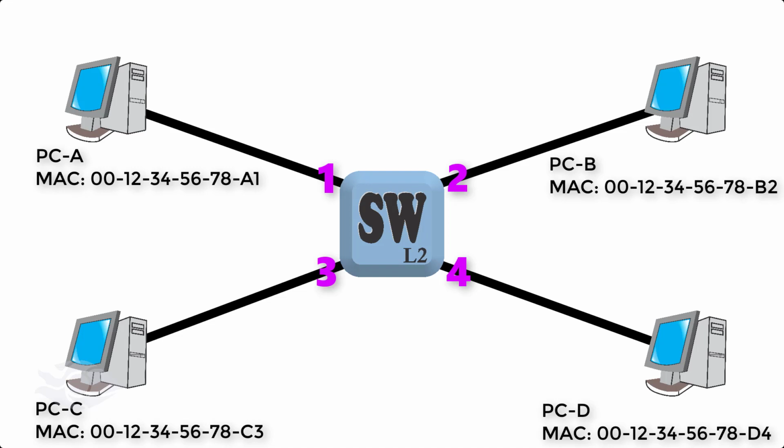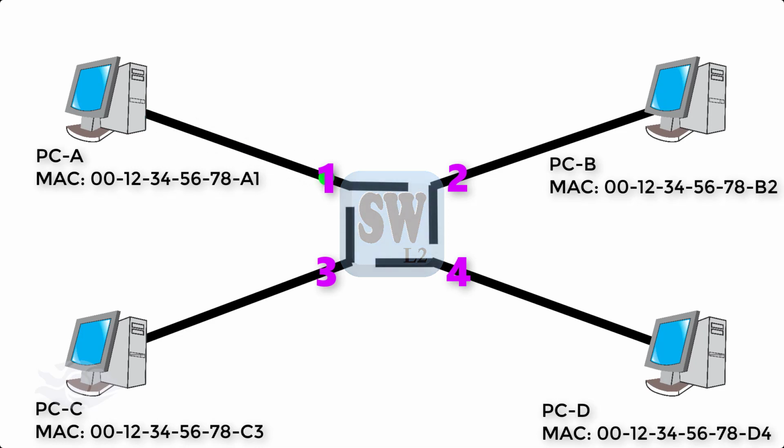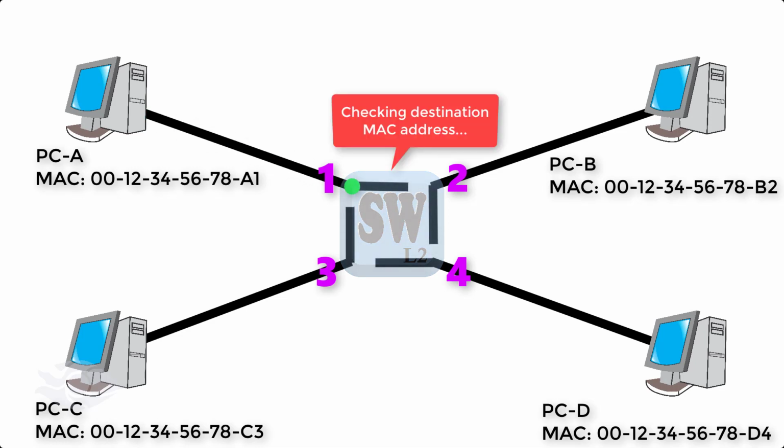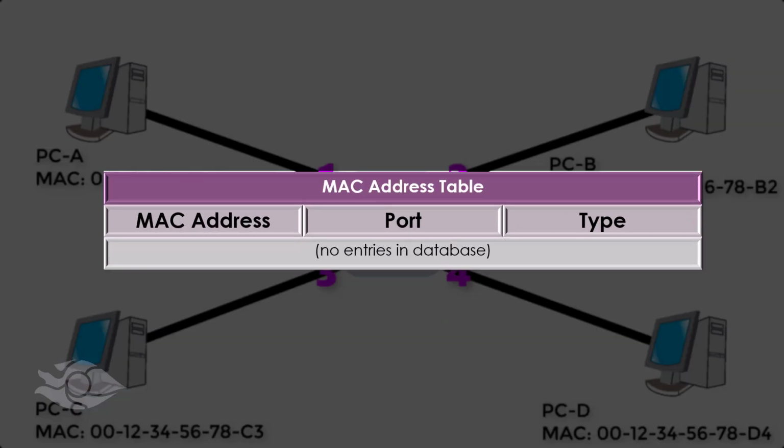Now, PC A attempts to send a frame to PC B. It adds into the frame header its MAC address in the source MAC address field and the MAC address of PC B in the destination MAC address field. The switch receives this frame sent from PC A. Being an intelligent device, it checks the destination MAC address field in the frame header and then checks its database to know which of its ports is mapped to the device with that MAC address. This database is called a MAC address table. Since this switch is new, the MAC address table is empty and holds no entries.